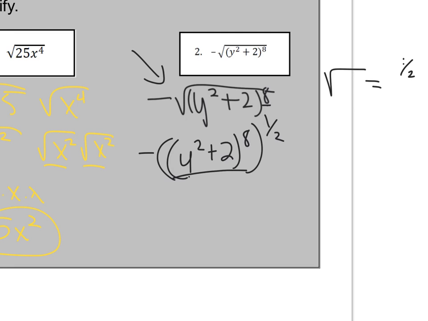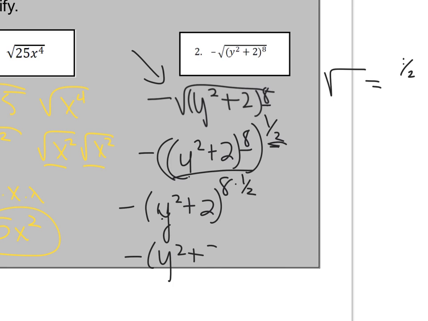So I've taken this whole part that's underneath, and I'm raising it to the 1/2, which is like taking a square root. Now, following exponent rules, when I raise a power to a power, I have to multiply those. So I have y squared plus 2, and I'm going to take 8 times 1/2. So that's going to be negative y squared plus 2 to the 4th. That's going to be my answer. Now, I could completely multiply it out, but that would be really messy, and I would just put a negative out front of it anyway. So I'm just going to call that my answer.